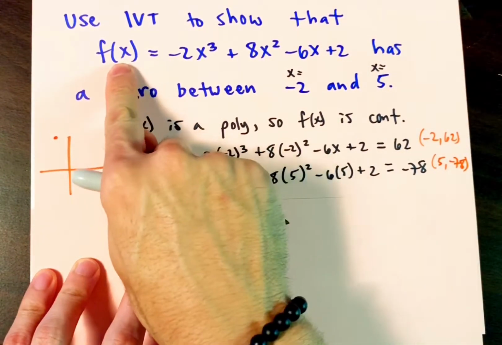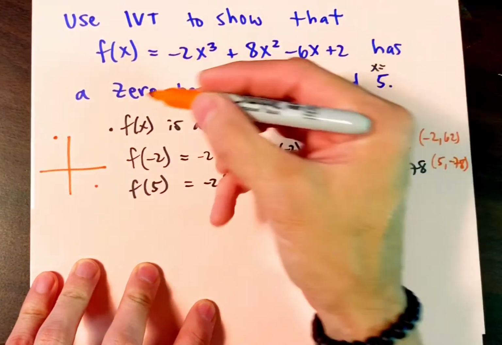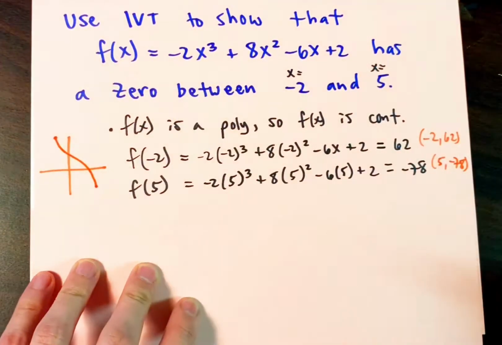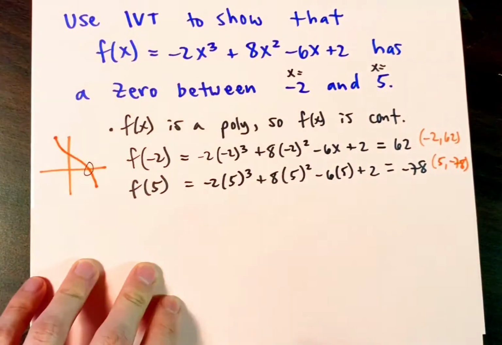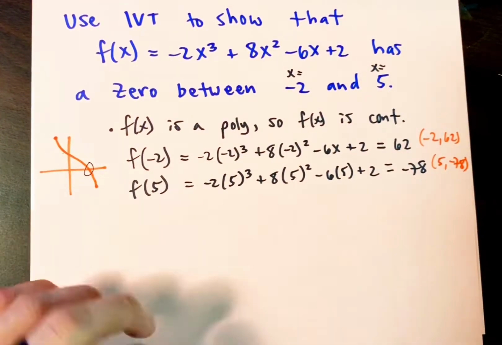And this function, f of x, is a polynomial which is continuous. So these points have to be connected. How they're connected, I don't really know off the top of my head, but suppose it looks something like that. We are guaranteed by IVT that at some point along the way, along this path, we cross the x-axis. So now let's finish off this problem.